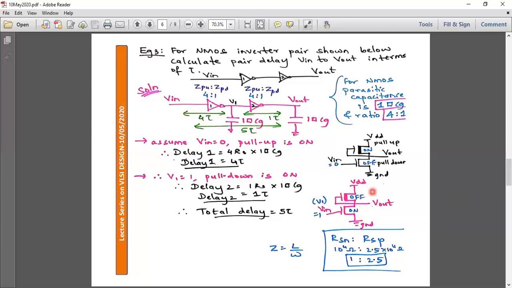And since the ratio is 4:1, pull up ratio is 4 and pull down ratio is 1. So pull up ratio is more, so it has more delay. Pull down ratio is less, so less delay. Hence when both devices are on, since pull down has less delay, Vout will be automatically shorted to ground.